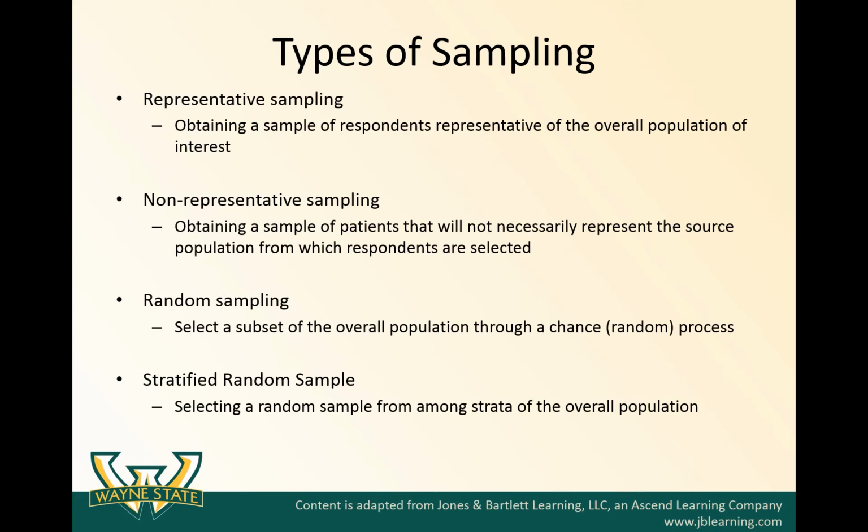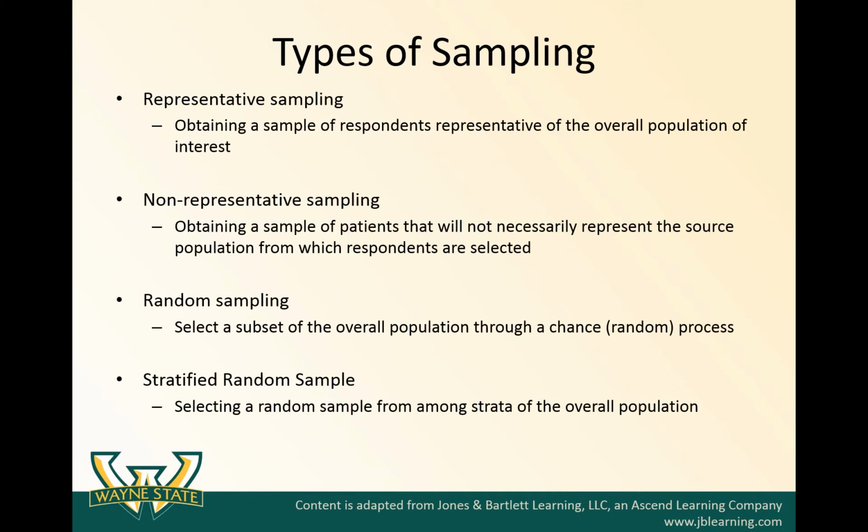So there are different types of sampling that you could utilize. You could use representative sampling, so obtain a sample of respondents representative of the overall population. Non-representative sampling, which is the opposite. Random sampling, where you select a subset of the overall population through chance or a random process. And through this type of sampling, this ensures that the population selected for the study is representative of the overall population. However, non-response among randomly selected respondents can compromise representativeness.